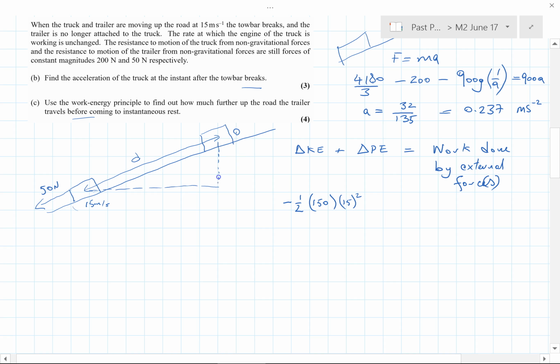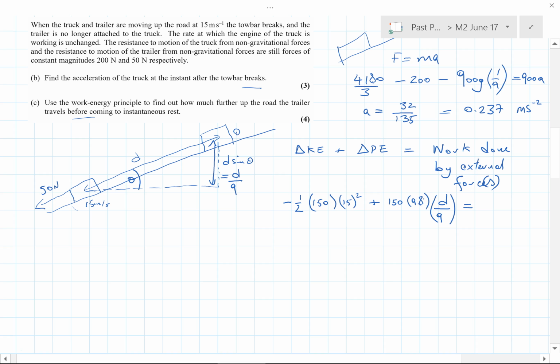How much will it have increased by? Well, again, we've got this angle here, theta. It will be d sine theta, but we know that sine theta is 1/9, so that's d over 9 is the vertical distance it's moved upwards. Okay, so that's plus mass, which is 150, times by g, 9.8, times by d sine theta, that's d over 9. Right, now, so definitely a decrease in kinetic energy, definitely an increase of potential energy.